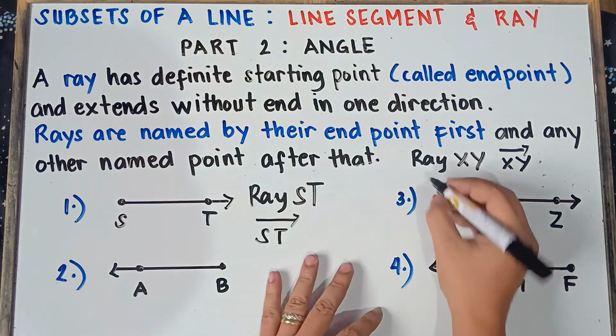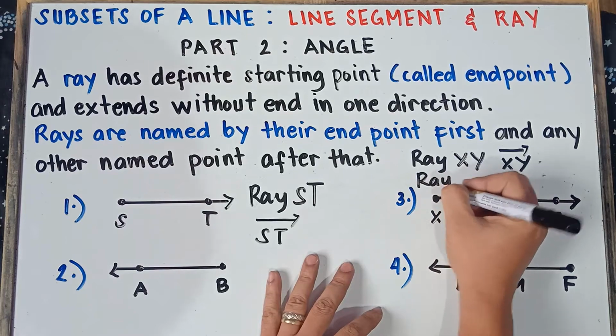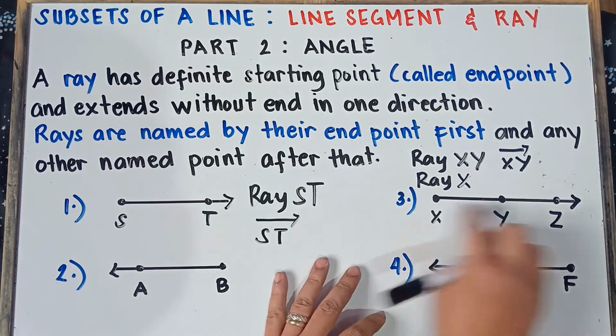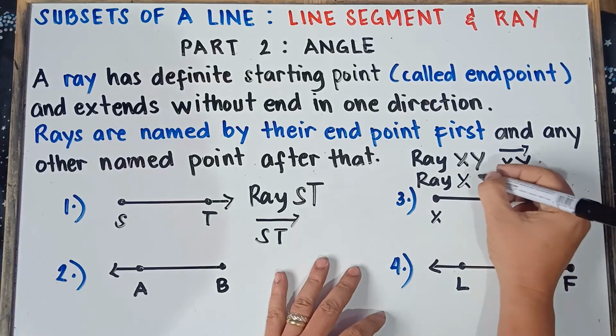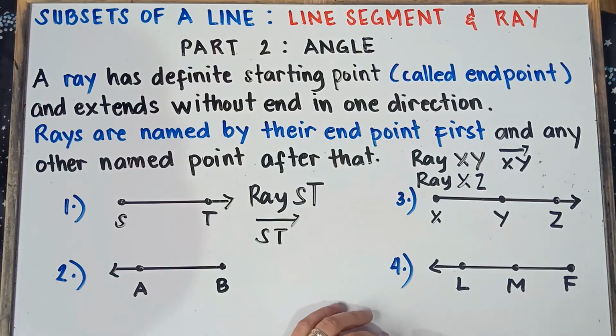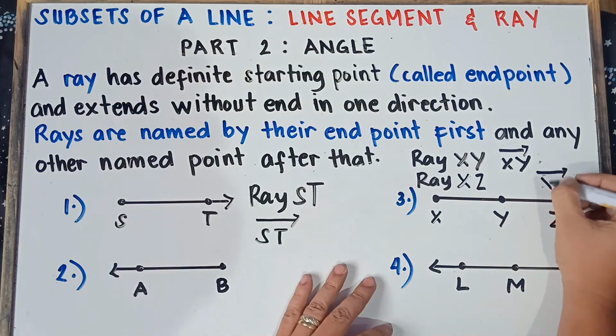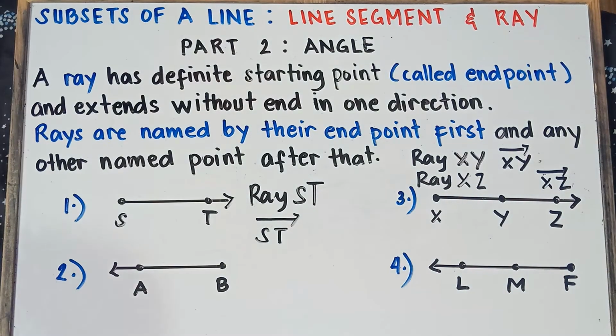Or we can name this one ray. So start with the endpoint. That would be X. And then this one, 2 points. That would be X, and then Z. So ray XZ, or we can use the arrow symbol for ray. That would be ray X, and then Z. So how about this one, class? Number 4. How will you name this one?